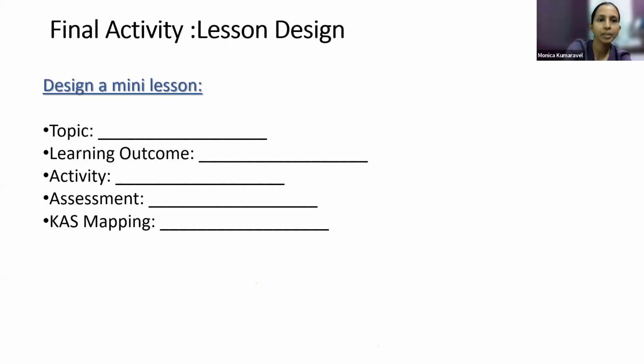Then moving on to the final activity. This is a lesson design. We are going to design a mini lesson which could be in any subject or any topic of your interest. You are going to write a learning outcome based upon what we have learned. It should be more specific, and give a teaching activity and an assessment. All these three things should be aligned, and the KAS mapping.